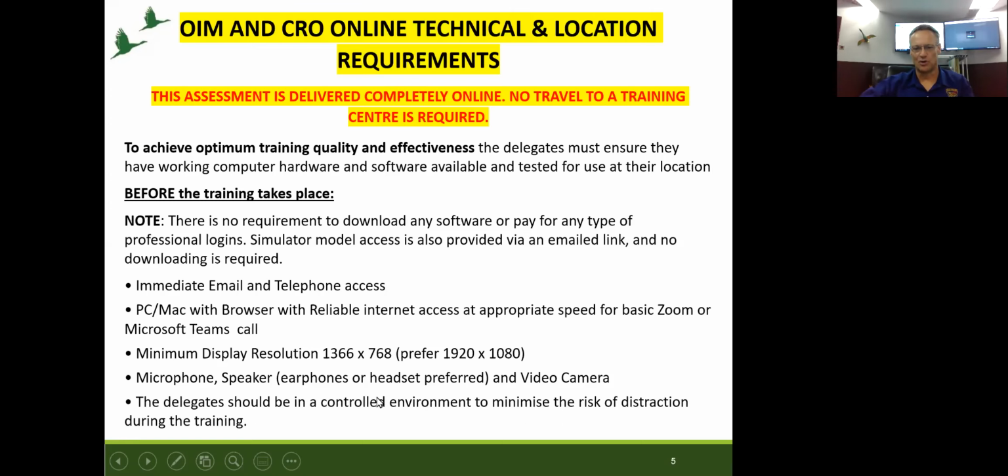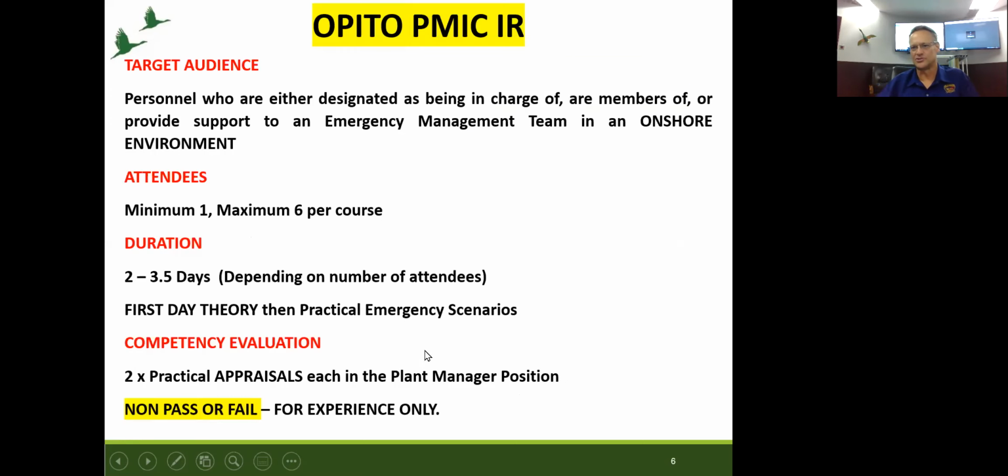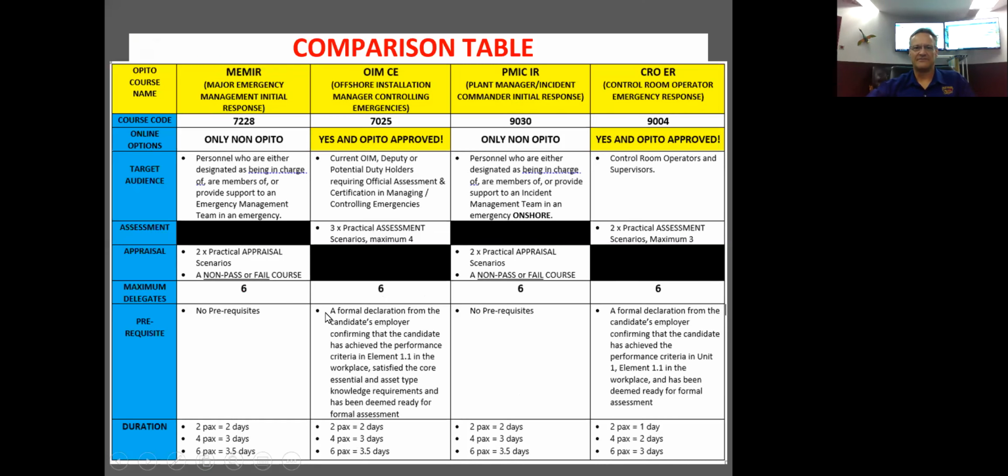Delegates should be in a controlled environment to minimise the risk of distraction during the training. That is, not with small children pulling at their leg. Ideally, these assessments need to be done in a controlled environment. That is a professional environment. It can be done from an offshore environment, a plant, a company office. It is definitely recommended that these assessments get done in a controlled environment.